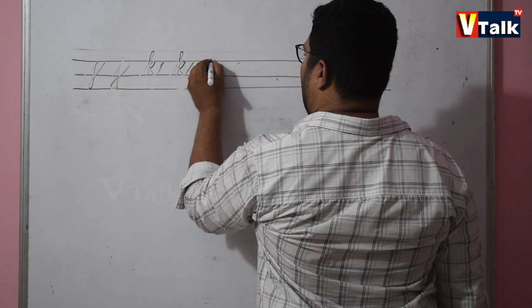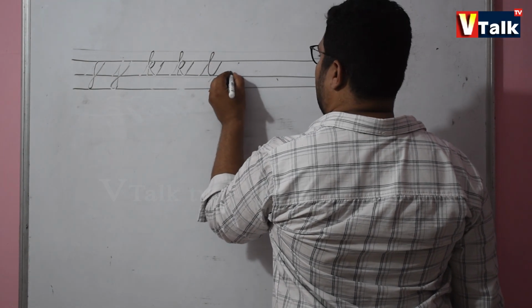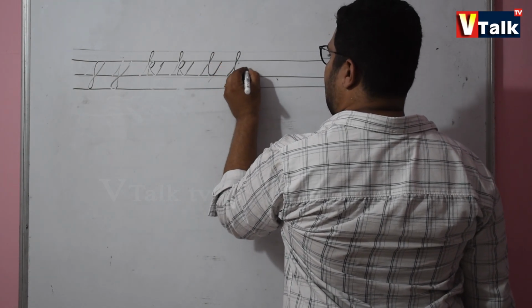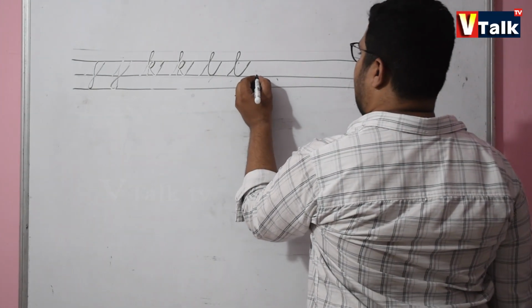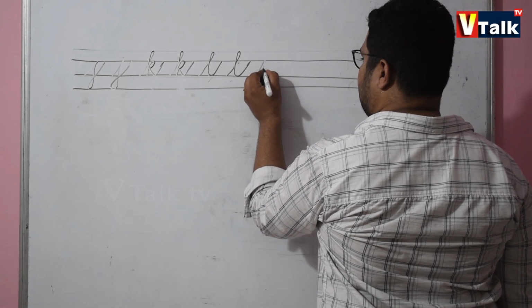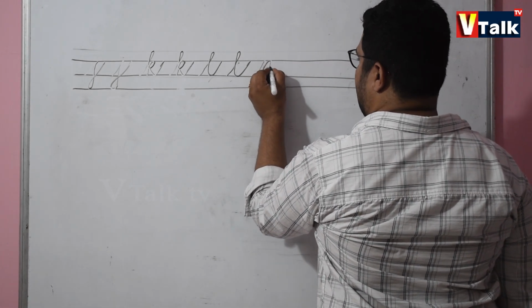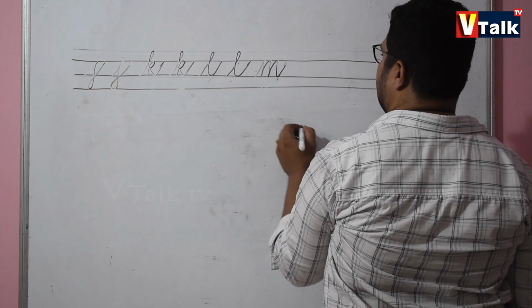Next, the ascender loop which you have practiced is L. So J, K, L. Next, M. It should start here, stroke like this, and the hand stroke which you have practiced, once again ending here.